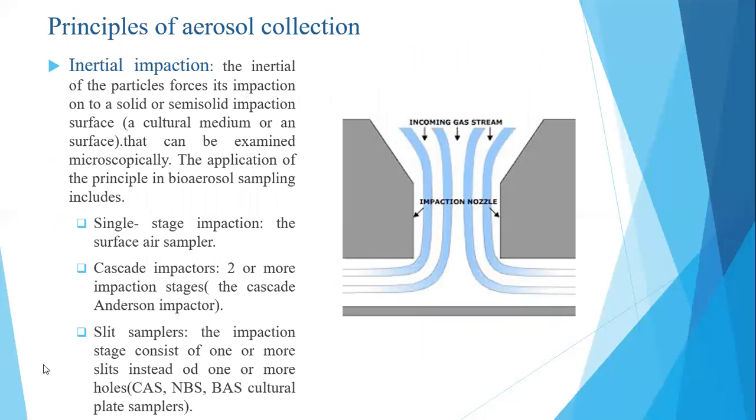The principles of aerosol collection. Inertial impaction forces the particles onto a solid or semi-solid cultural medium surface that can be examined microscopically. Applications of this principle in bioaerosol sampling include the single stage impactor, the surface air sampler, the cascade impactor with two or three impaction stages, and the slit sampler, where the impaction stage consists of two or more slits instead of one or more holes.